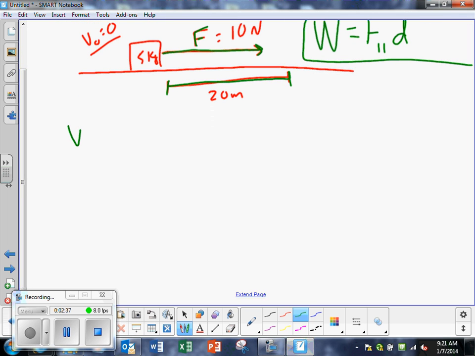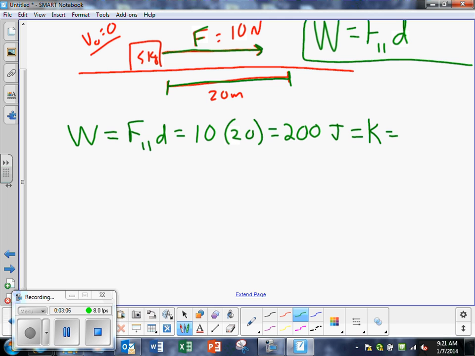So I have a mathematical description for work here. I can say my work is equal to force times the parallel displacement. In this case, it's 10 times 20, which is 200 joules. So if it's a change in energy, it's got to have the same label. Energy is in joules, so work is in joules. Now what energy did I change this into? Kinetic, right? So that equals kinetic energy, which equals 1/2 mv squared.